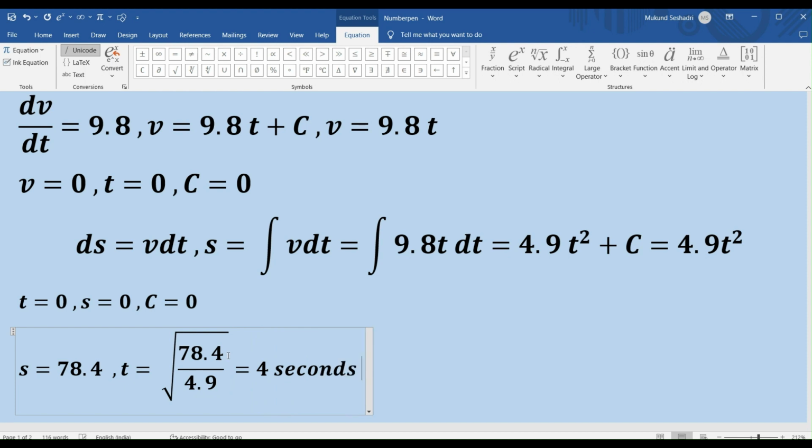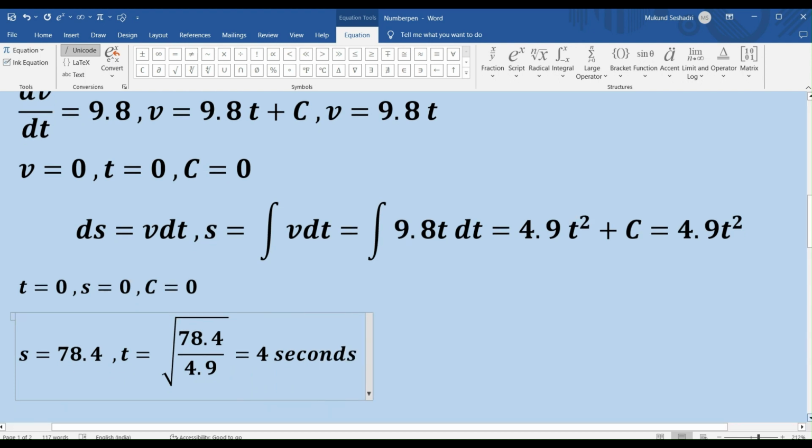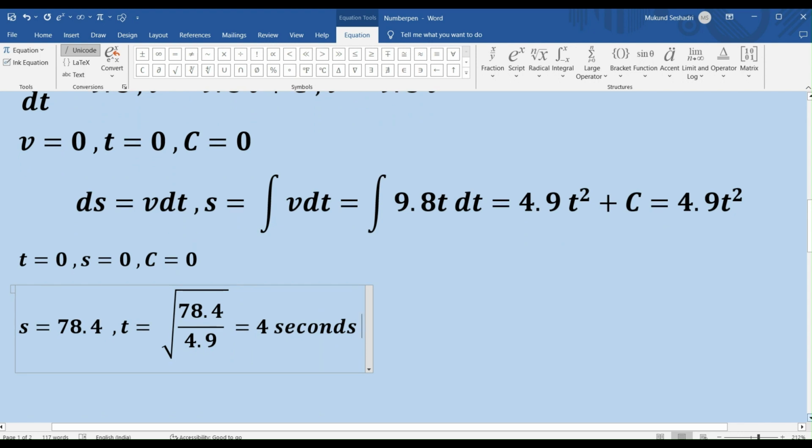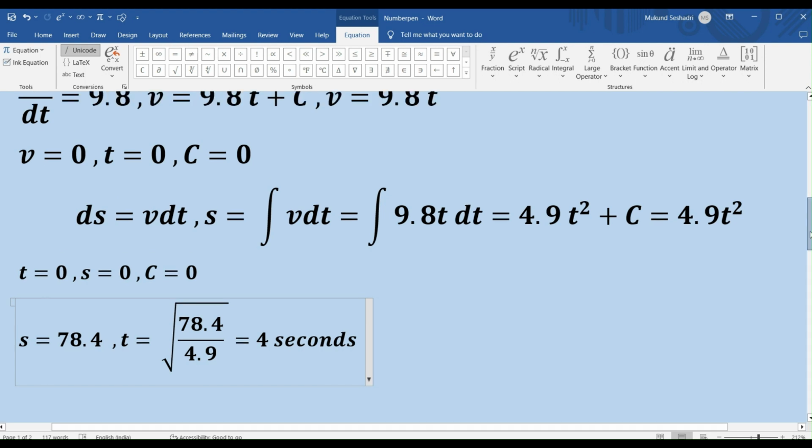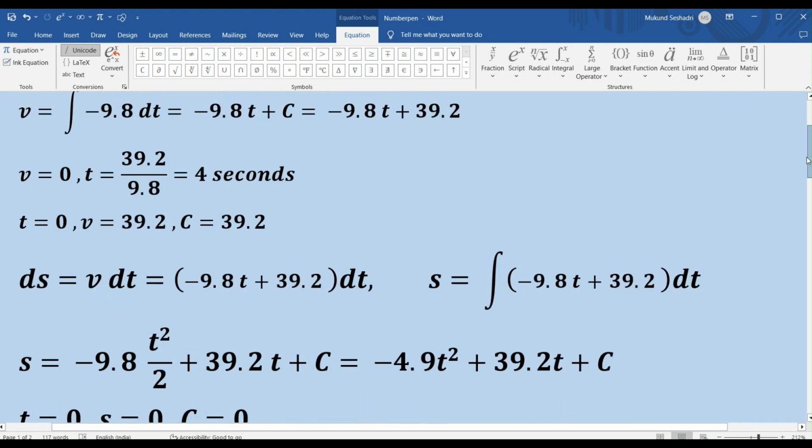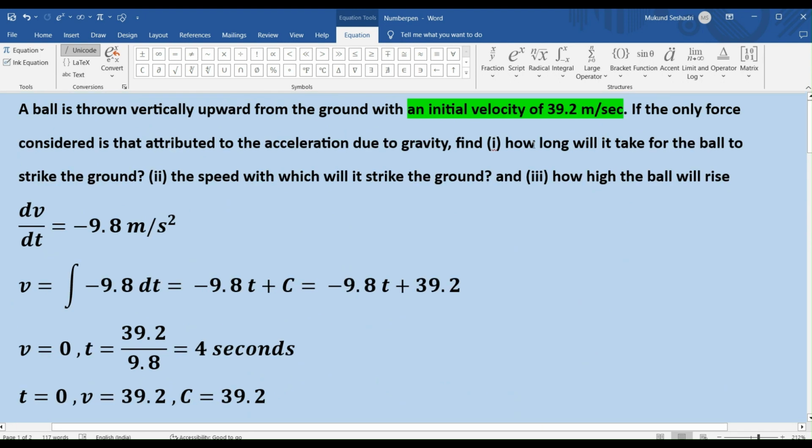So that's the answer we get. So the ball takes 4 seconds to strike the ground back, right? So the ball has moved upwards 4 seconds, and then it takes 4 seconds for the ball to come back. So let's go back to the question and see if we have all the answers. How long will it take for the ball to strike the ground, which is our first question, right?